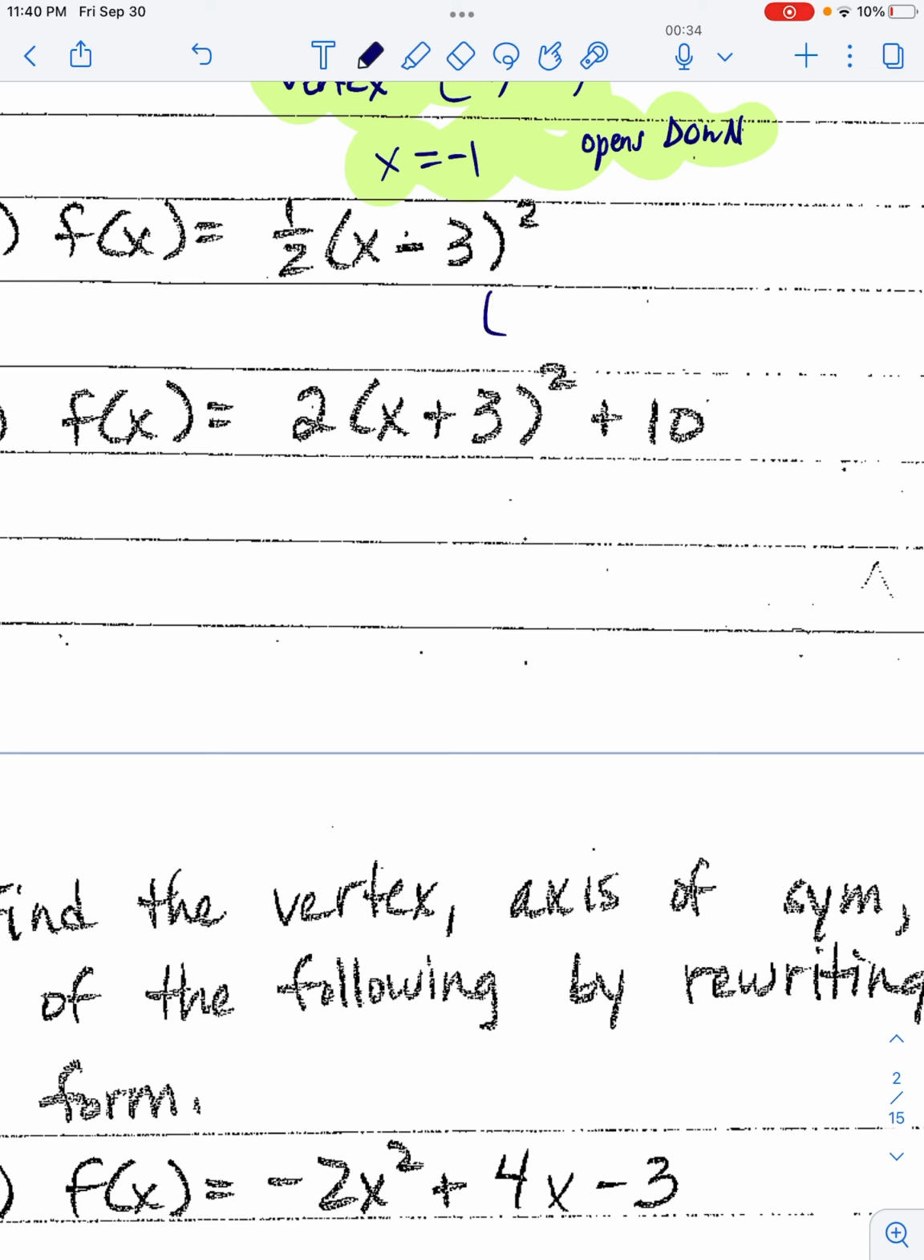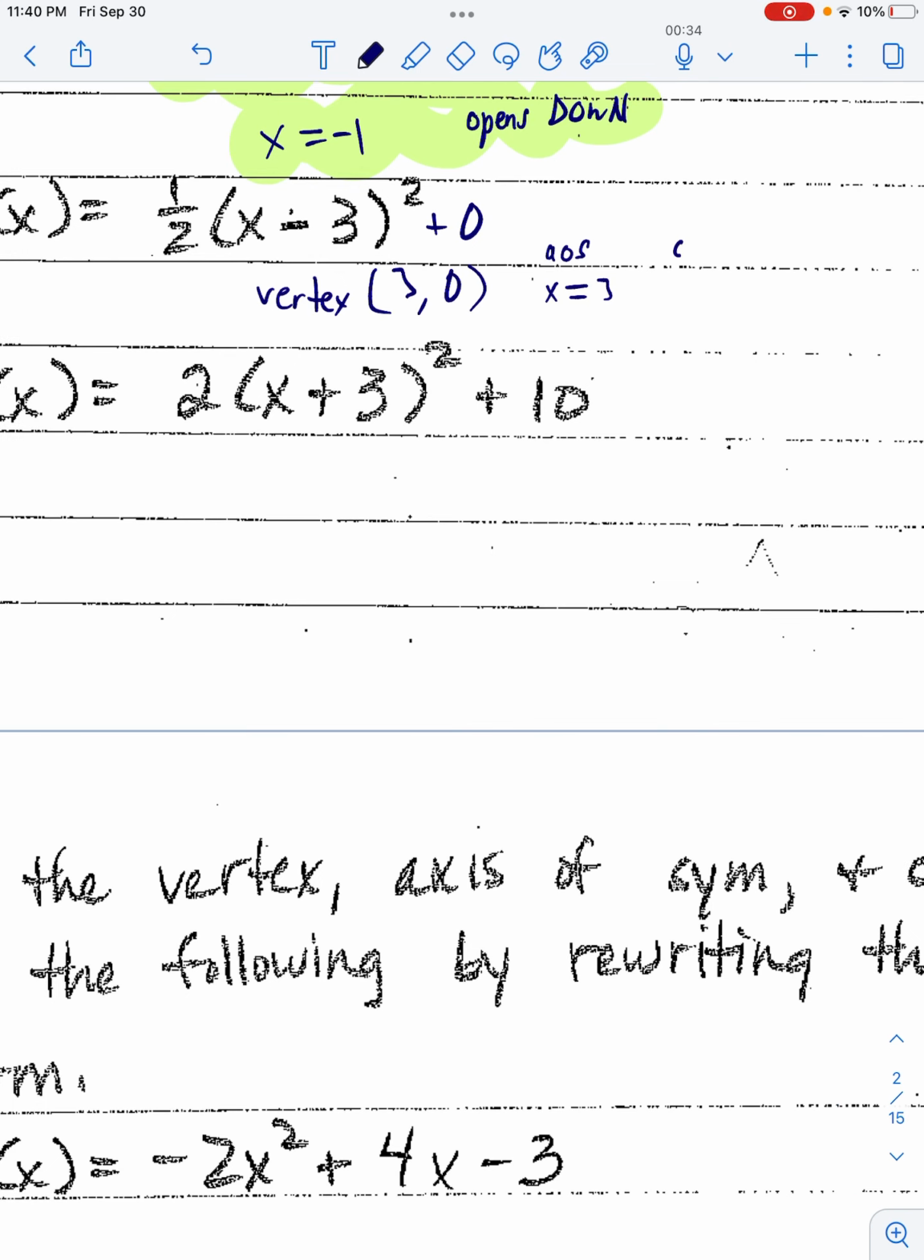So my vertex is the opposite of the number that's in parentheses. So this is a minus 3, so my vertex is going to be positive 3. And then there's technically a plus 0 here, so my vertex is going to be 3, 0. Similarly, my AOS, my axis of symmetry, is going to be x equals 3, because it's just x equals the x coordinate for my vertex. And the number in front of my parentheses here, 1/2, is positive, so it's going to open up.